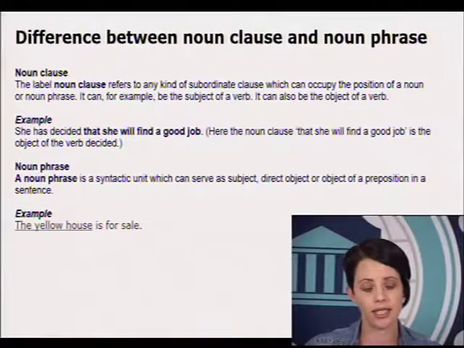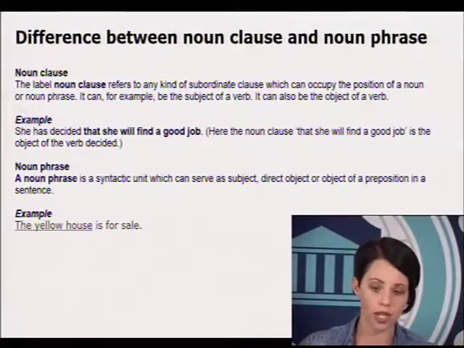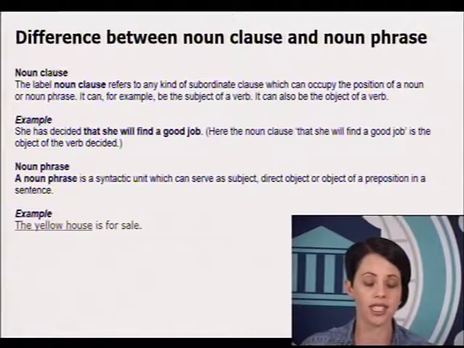The noun phrase is a syntactic unit which can serve as a subject, direct object or object of a preposition in a sentence. For example, the yellow house is for sale. So it explains it. The house is the noun, but then again they also tell you more detail about what the house looks like, the yellow house.